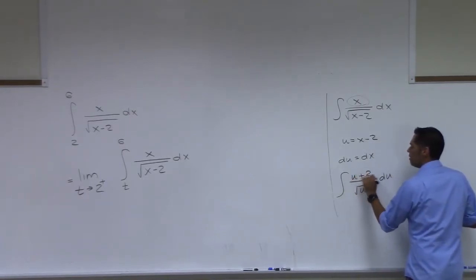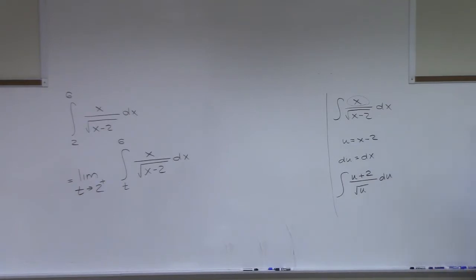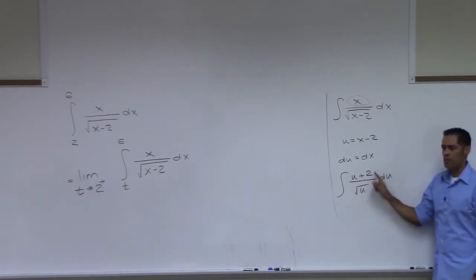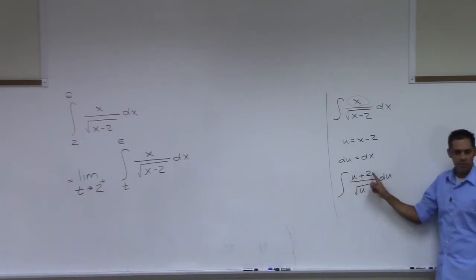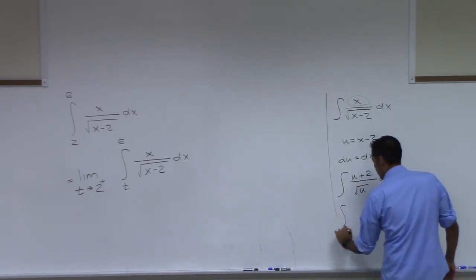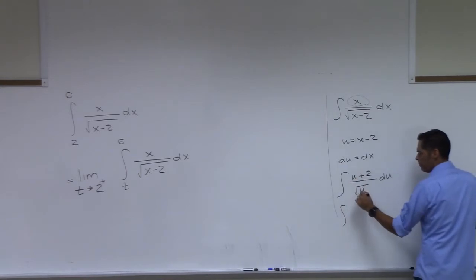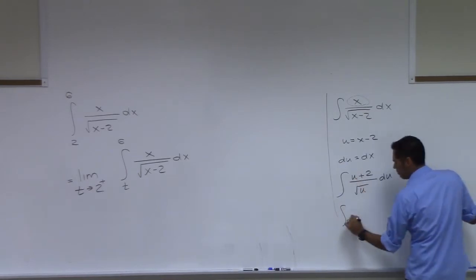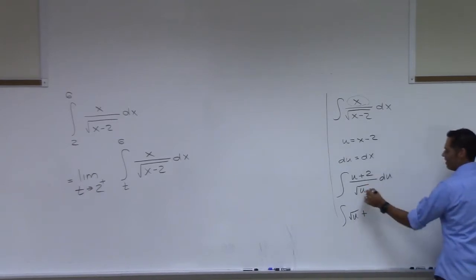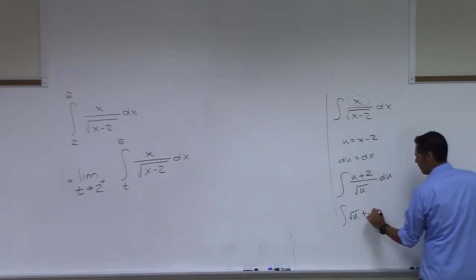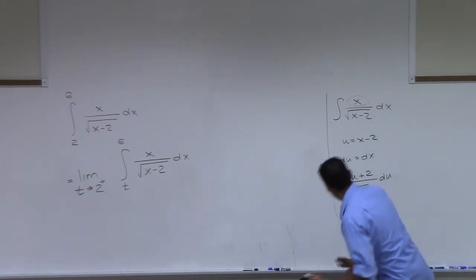And why is that a good approach? What can I do now? Split it. Yeah, now you can split it. You can do u over this, 2 over this, because you have a single term, 2 terms. So what is u over root u? Root u. That sounds vulgar, doesn't it? Okay, and then 2 over root u. I don't even like that.